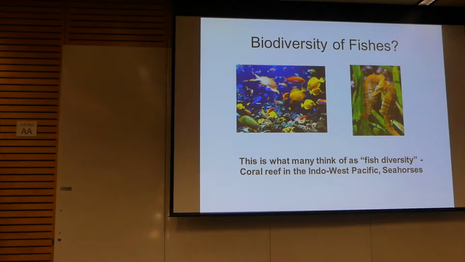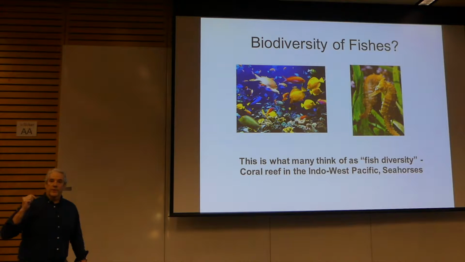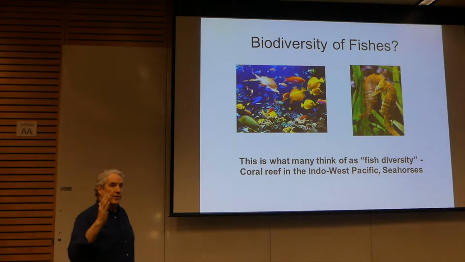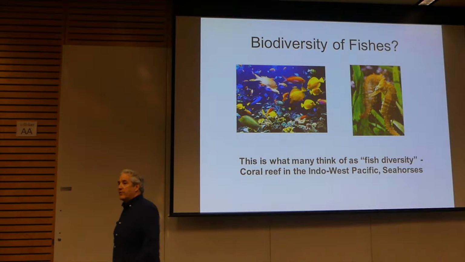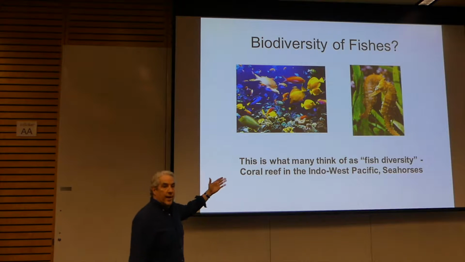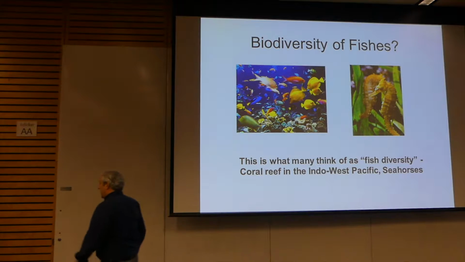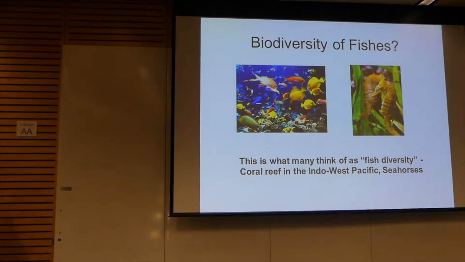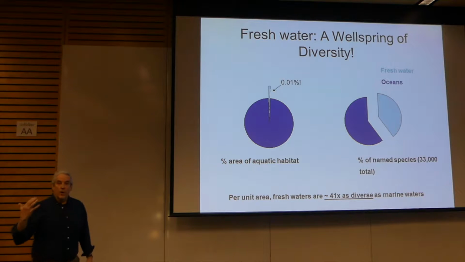And when we think of diversity of fishes, this is typically what, and I've done an unscientific poll, most people, when you say, what pops in your mind when you think about diversity of fishes? They think of a coral reef. And it's myriad species, beautiful colors, all interacting on some beautiful tropical isle. Or they might think of some charismatic marine fish, like a seahorse. And I picked those two examples for obvious reasons, particularly the seahorse. However, take note, fresh waters are wellsprings of diversity.